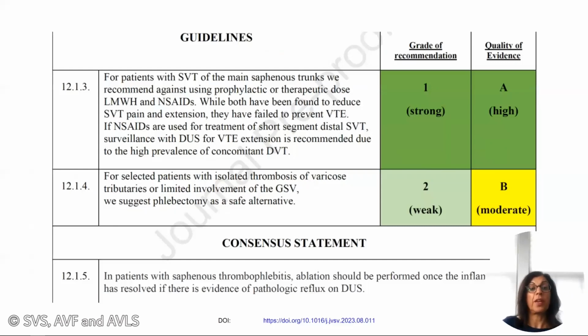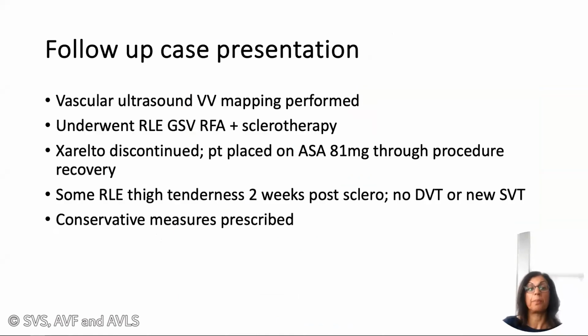For patients with SVT of the main trunks, using prophylactic or therapeutic dose low molecular weight heparin and NSAIDs is contraindicated because it has been shown to prevent VTE prevention. If patients have a short segment distal SVT, NSAIDs may be prescribed with surveillance. And for selected patients with isolated thrombosis of the varicose tributaries, phlebectomy may be an alternative. And in patients with saphenous vein thrombosis who have completed anticoagulation, patients may have their source of varicose veins addressed.